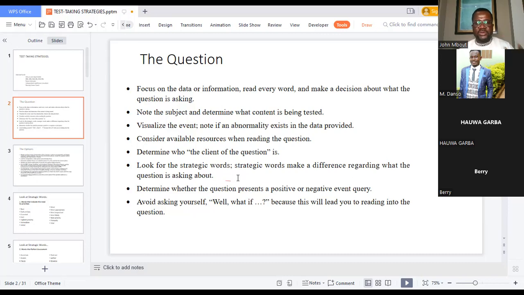Now, when you are answering a question, we talk about considering available resources. When you read the question, assume that you have everything available around you to answer this question. Let me quote an example. You get into the patient's room. You should assume that you have the gloves, you have the BP apparatus, you have everything around you to answer the question. You shouldn't think that you have to go out of the room to get something.